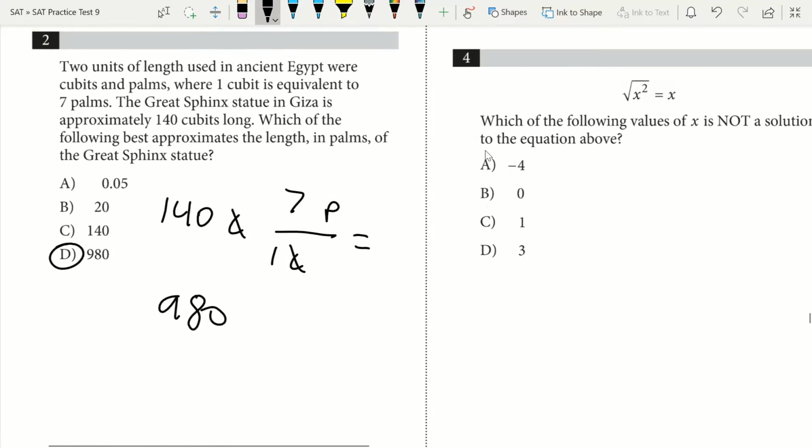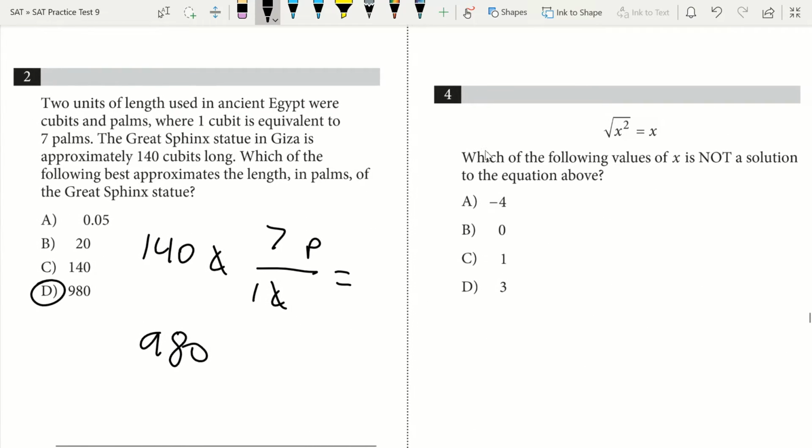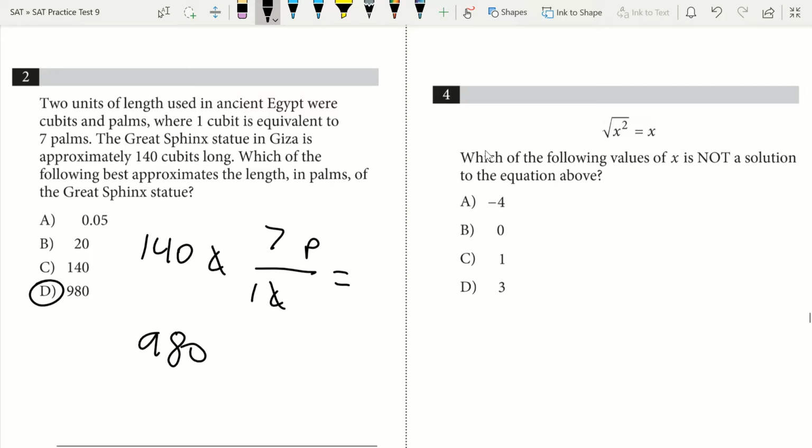All right, question 4. Which of the following values of x is not a solution to the equation above? Well, I see I have root x squared equals x. Well, I know that the root x squared has to be positive, right? So I can't have this negative 4, and here's why. If I have this negative 4 squared, right, underneath the square root, that's going to give me 16.